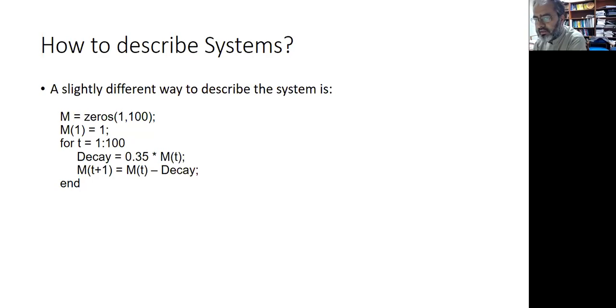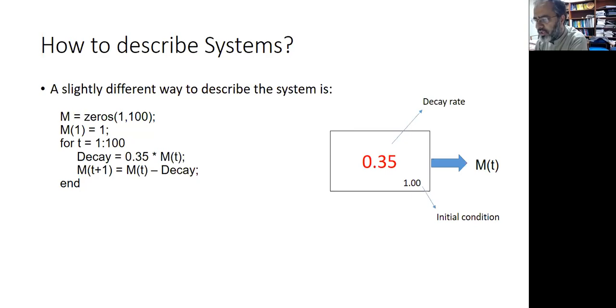And you can even do it in math, and we'll come to that. So the same system, now instead of putting 0.65, I am now putting 0.35. It's the same system. As long as we are agreeing how we describe the parameter, we were calling it beta earlier, we can call it alpha if you want, is 0.35. Now that is some kind of a decay rate, all right? And maybe an initial condition.